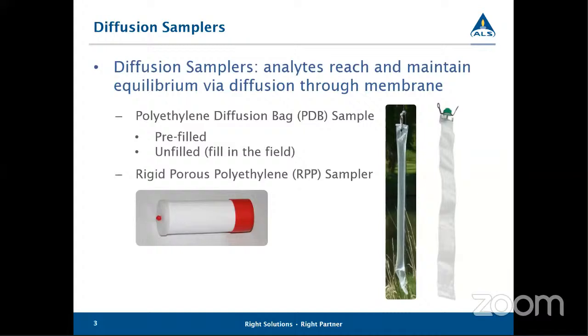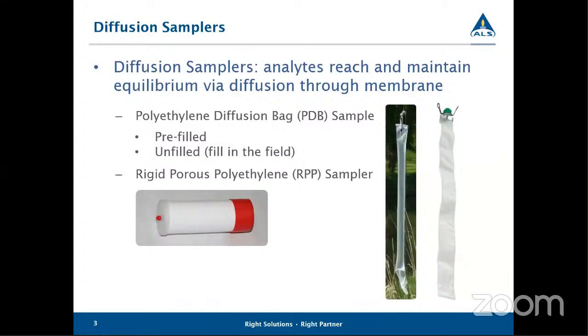Talk about some of the diffusion samplers. Now there's probably a dozen, maybe more different types of passive samplers for water. We'll talk about specifically the two that ALS is able to supply, and these are kind of the original passive samplers for groundwater. On the far right here, this is your passive diffusion bag samplers. So we make two different variations of this. On the far right here is an unfilled passive diffusion bag, also known as a polyethylene diffusion bag.